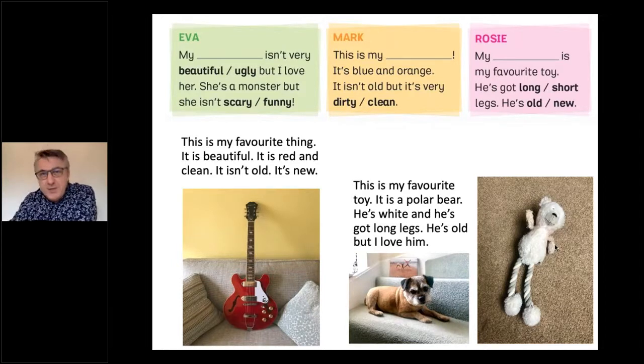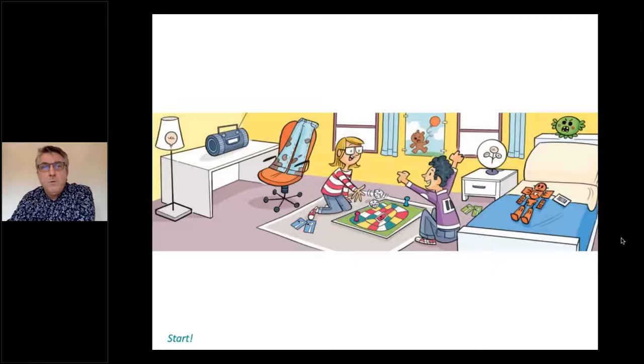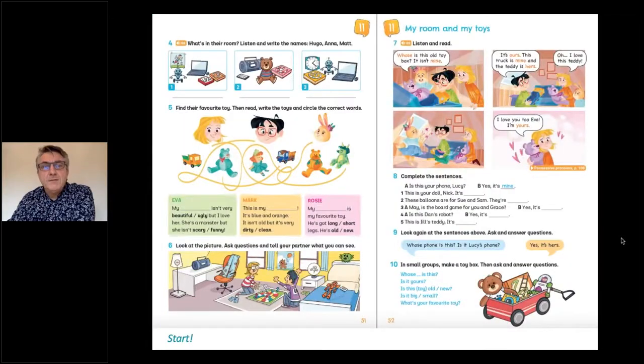This is my favorite toy. It's a polar bear. He's white and he's got long legs. Typical polar bear. He's old, but I love him. And so there you go. And all of that from what looks like a pretty complicated text and visual design of 2 pages.